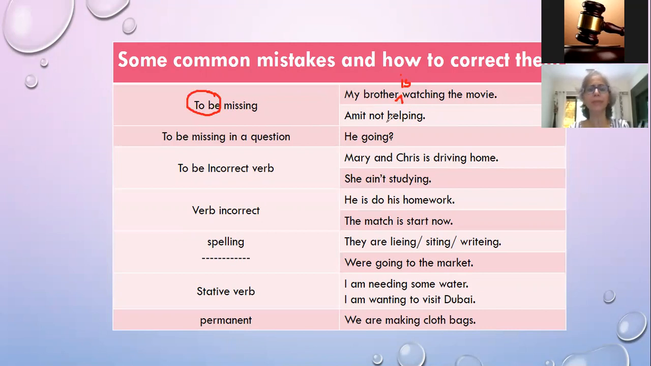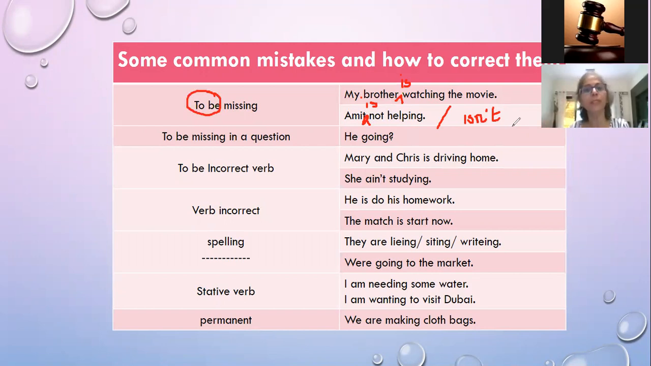Or for example, "Amit not helping." Here again, we say Amit is not helping. Or we could say Amit isn't helping. So we can use the contracted form. We contract is and not together and we say isn't helping.